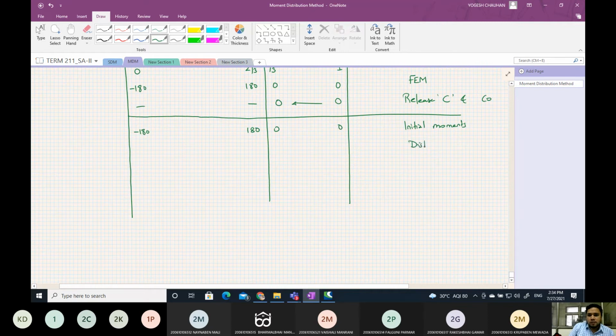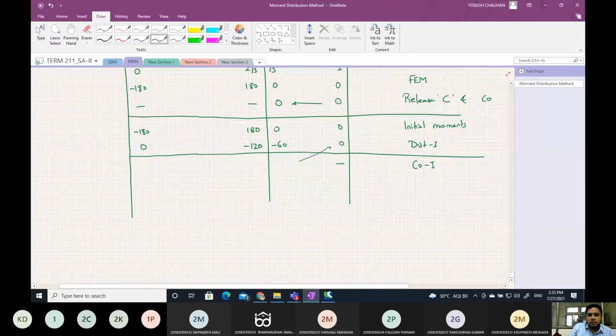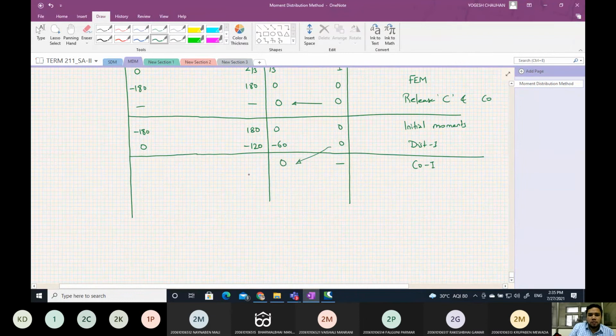So first cycle, the distribution 1, here the unbalanced moment is 180, so you have to balance this. So minus 180 into 2 by 3, that will be minus 120, and minus 180 times 1 by 3, it will be minus 60. This is 0, this is also 0. Carry over 1. This cannot be carried forward here because it is already been released, so it is dash. Half of this will be carried forward here, 0. Half of this will be carried forward here, 0. And half of this will be carried forward here, that is minus 60. Now there is no unbalanced moment, so we stop here.